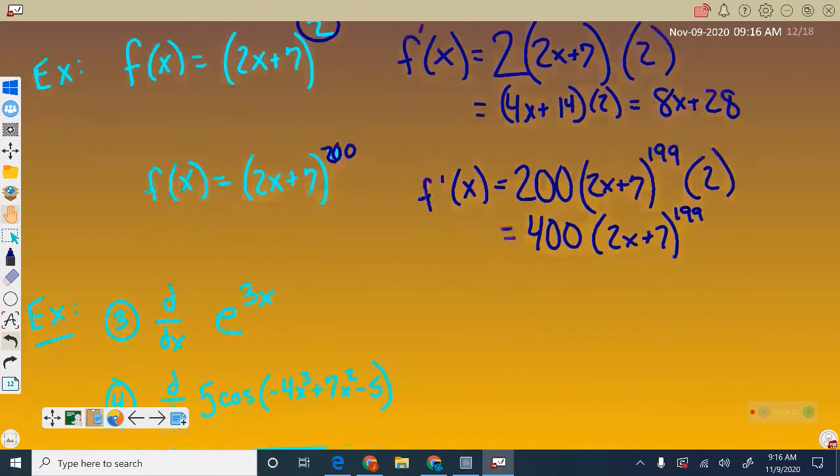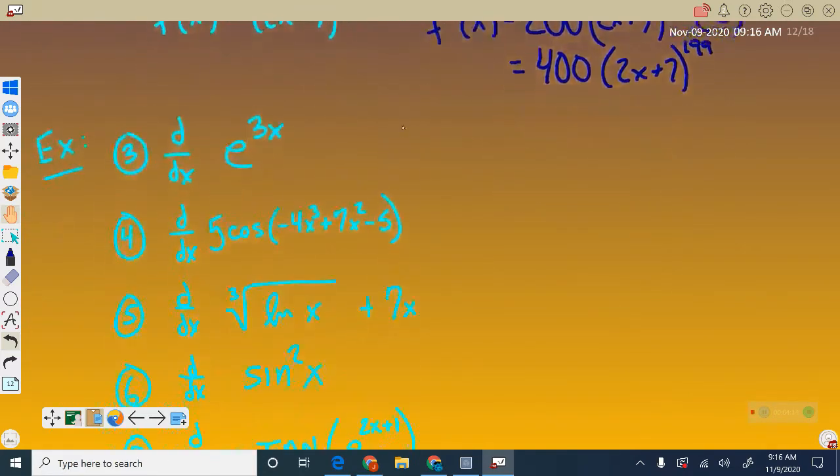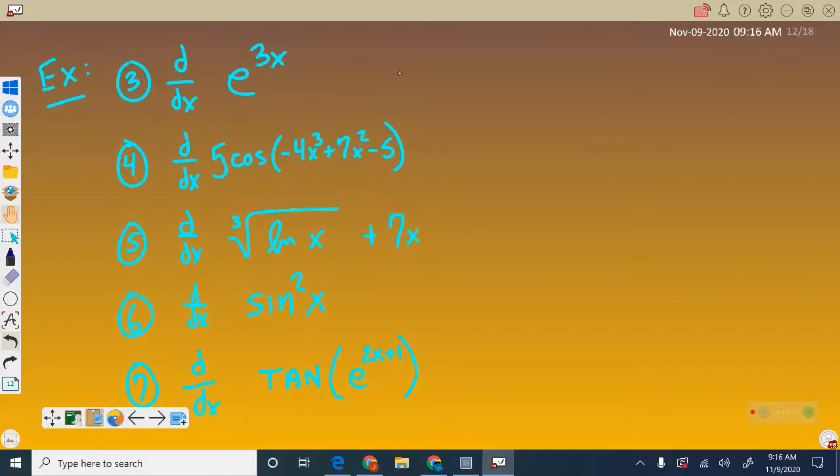So let's look at a couple more examples to get us beyond just polynomials and solving some of these chain rule problems.